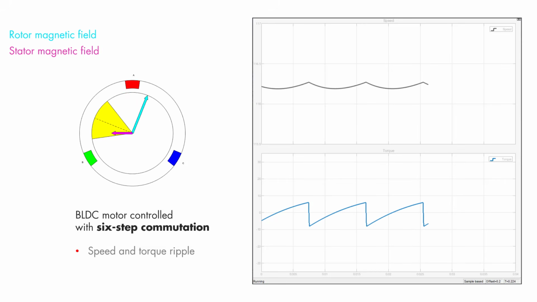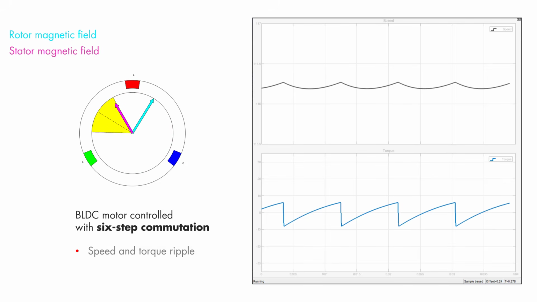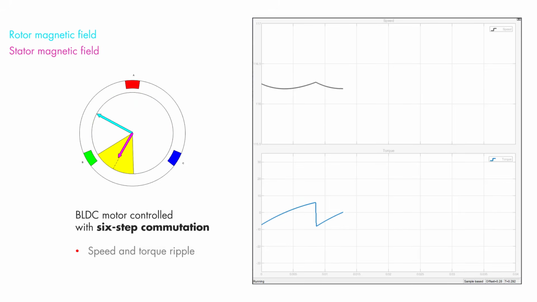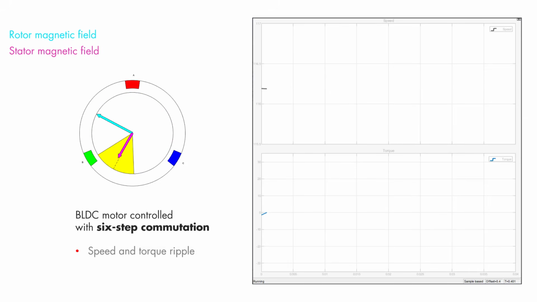Here, the cyan and magenta vectors show us how the magnitude and direction of the rotor and stator magnetic fields change during six-step commutation of a BLDC motor. We clearly see that the angle between the stator and rotor magnetic fields fluctuates between 60 and 120 degrees. This is the reason behind the speed and torque ripples. It also prevents us from getting the maximum torque, which occurs when the fields align at 90 degrees.